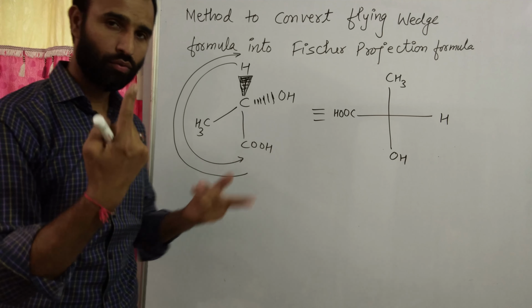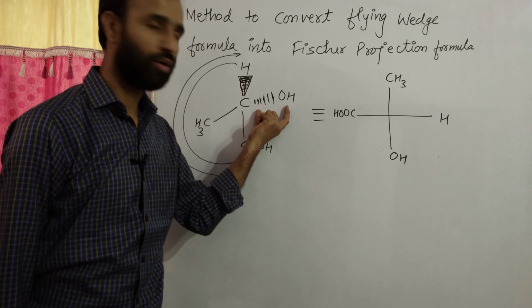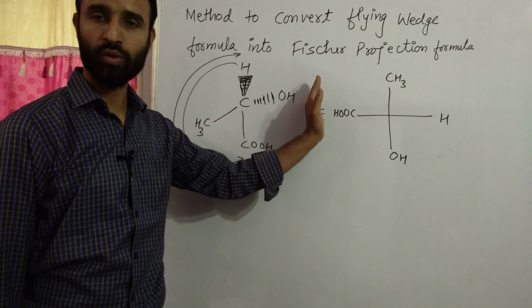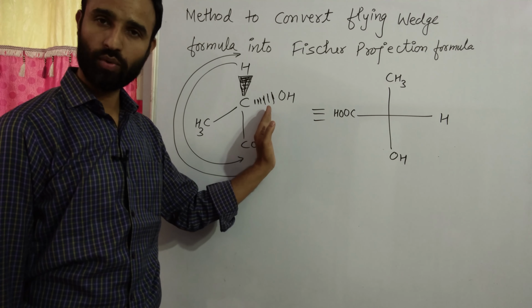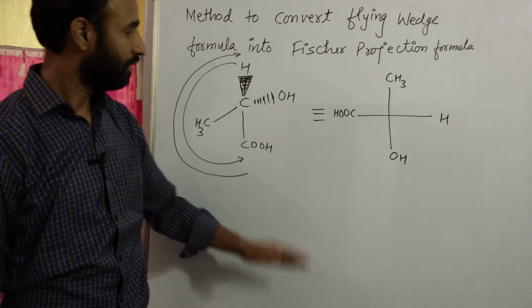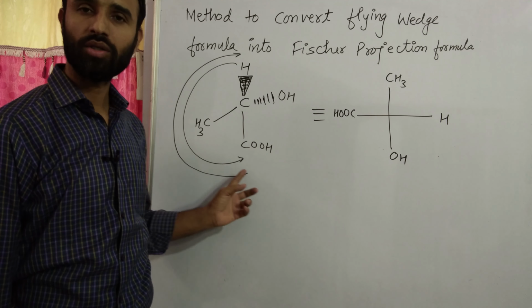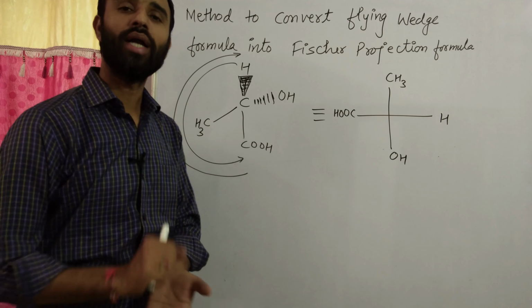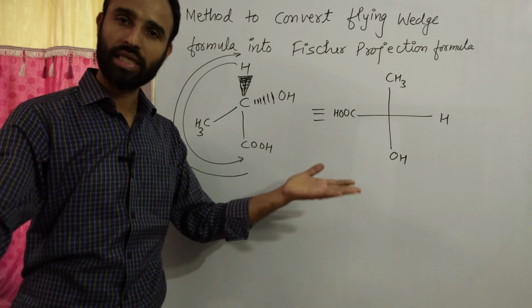There is only one rule: the group or atom which is away from the observer in the flying wedge formula should be written at the bottom. Then write the other three groups sequentially, either clockwise or anti-clockwise. You will get the same result.